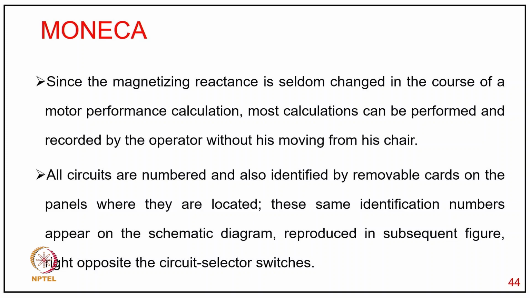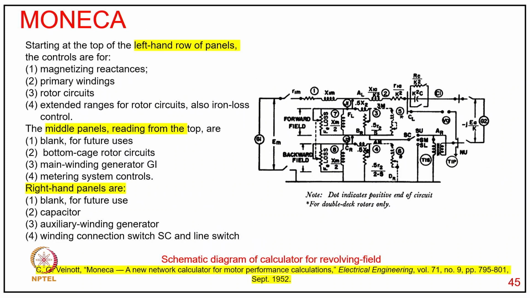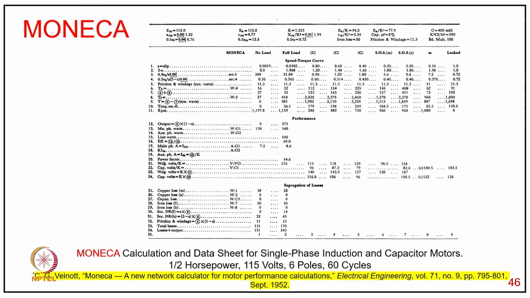All circuits are numbered and are identified on removable cards on the panels where they are located, and these identification numbers appear on the schematic diagram, reproduced subsequently, right opposite the circuit selector switch. This is a typical circuit, given here as a schematic diagram for calculation for the revolving field, and all the calculated data from this calculator is on a data sheet for single phase induction motor and capacitor motors of half HP, 115 volt, 6 pole and 60 Hz.